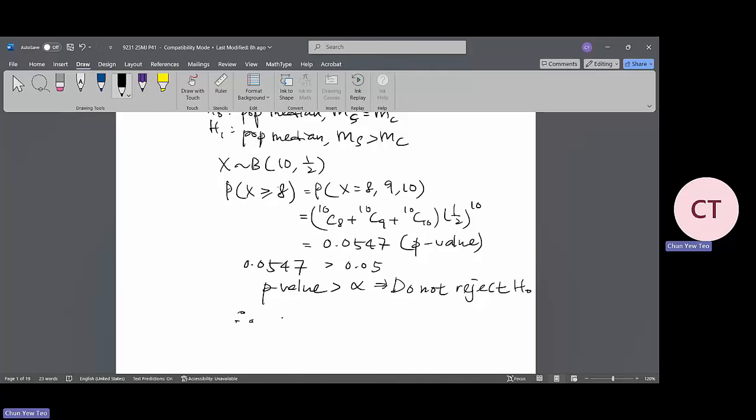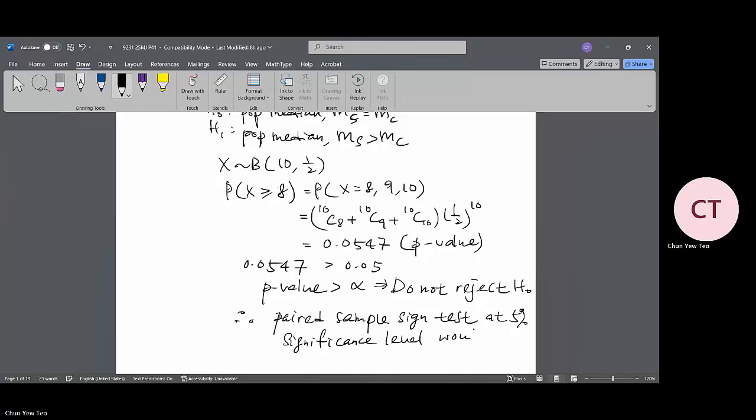So therefore, the paired sample sign test at 5% significance level would give the opposite result to that found in part A.